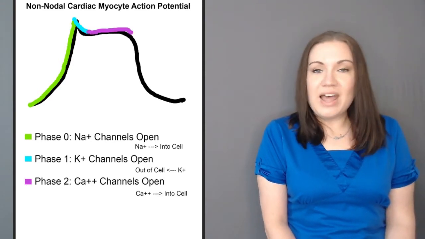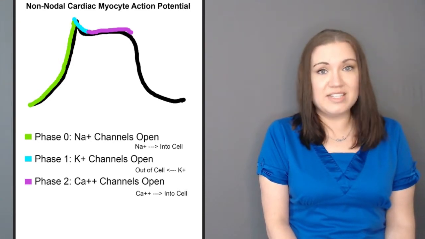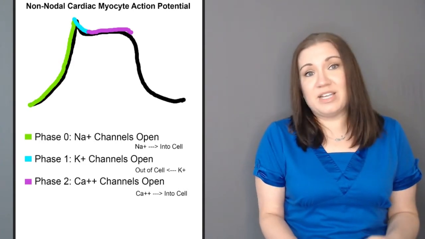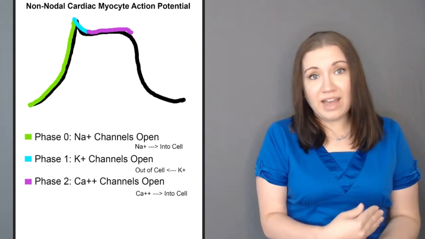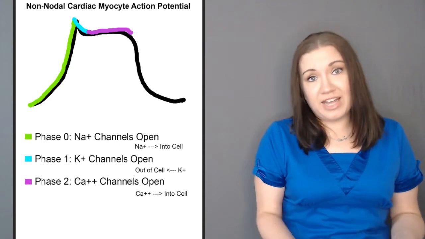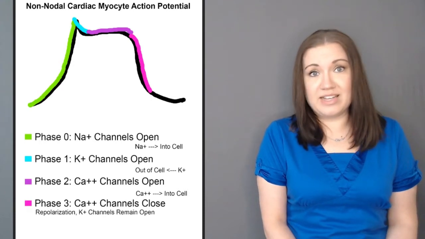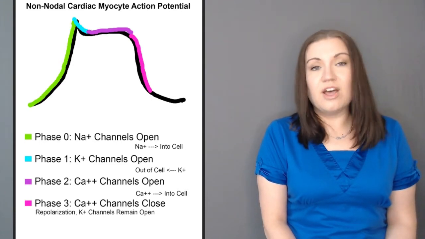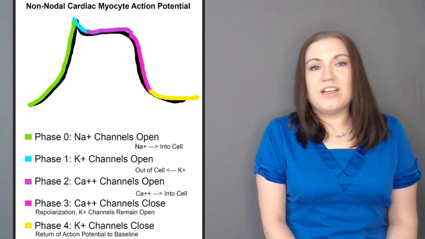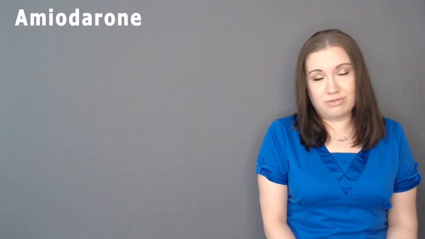In phase 2, calcium channels start to open, allowing calcium to enter into the cell as the potassium continues to leave the cell. The calcium and potassium balance of one going in and one going out creates this plateau of voltage within the cardiac myocyte. In phase 3, the cardiac cell rapidly repolarizes as calcium channels start to close, but the potassium channels remain open. In phase 4, that is when the return of the action potential to baseline occurs as the potassium channels close.